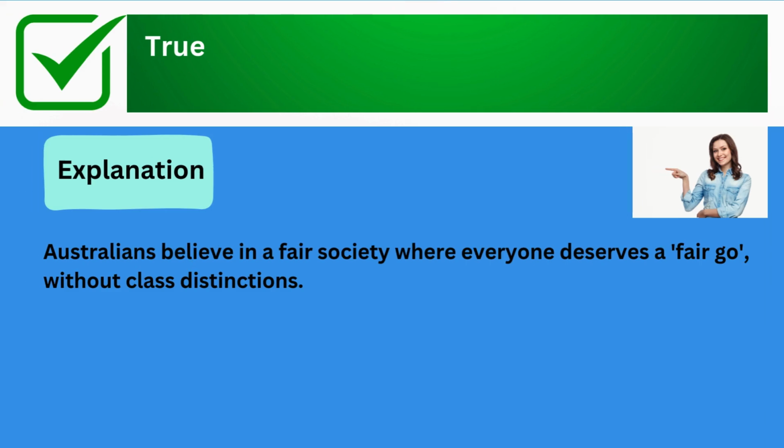The correct answer is true. Explanation: Australians believe in a fair society where everyone deserves a fair go, without class distinctions.